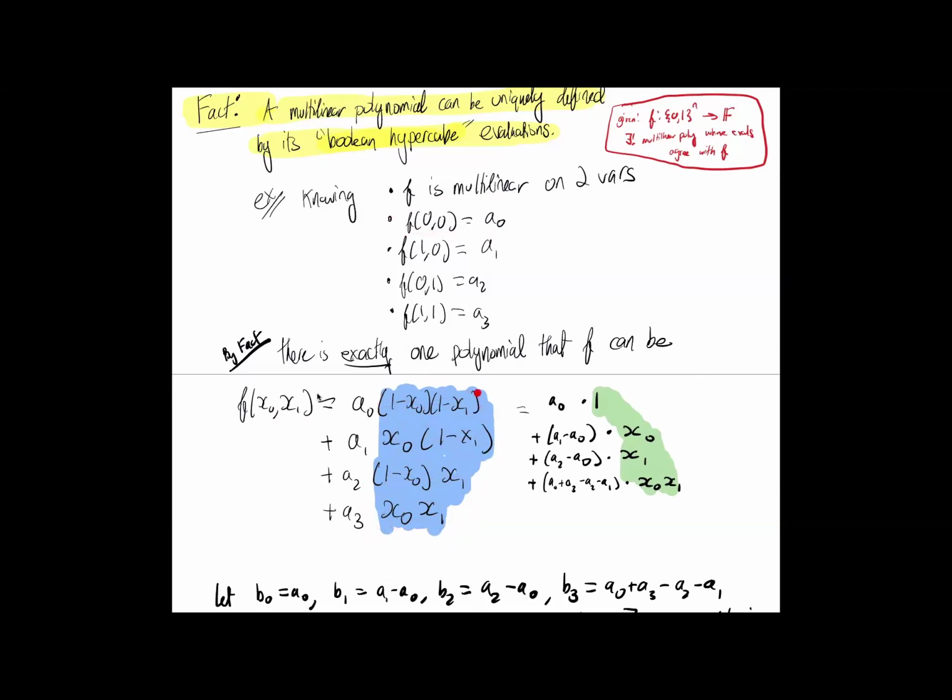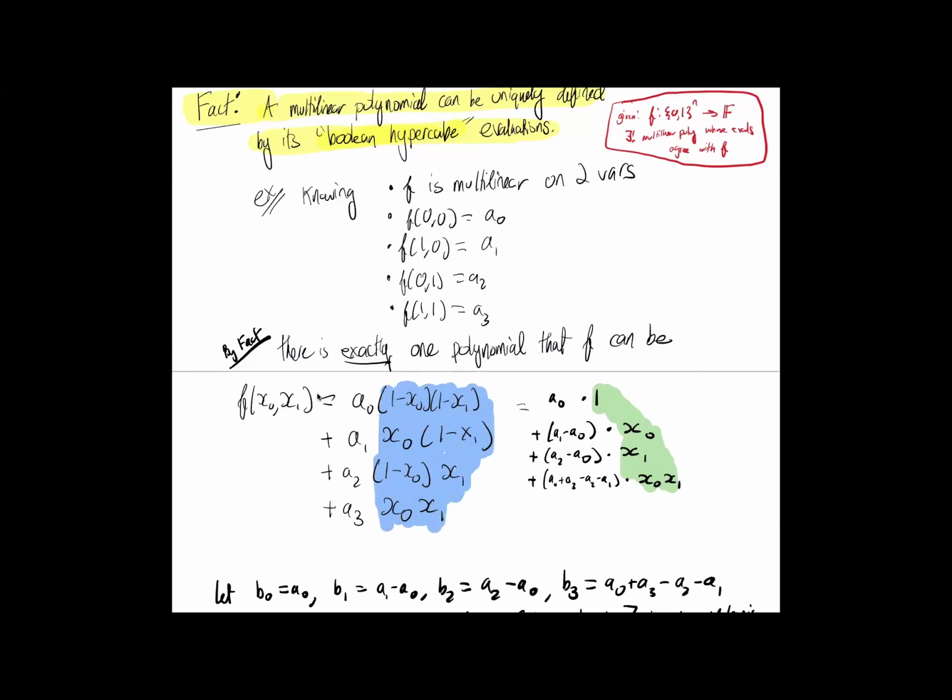Basically, each of these guys are indicator polynomials. When you plug in x0 and x1 that are either 0 or 1, they give you a factor of either 0 or 1, depending on whether it's a specific input. So I can do this trick, which is basically called Lagrange interpolation generally. And if I expand this, I get something that looks like this: a0 times 1 plus this times x0 plus this times x1 plus this times x0 x1.